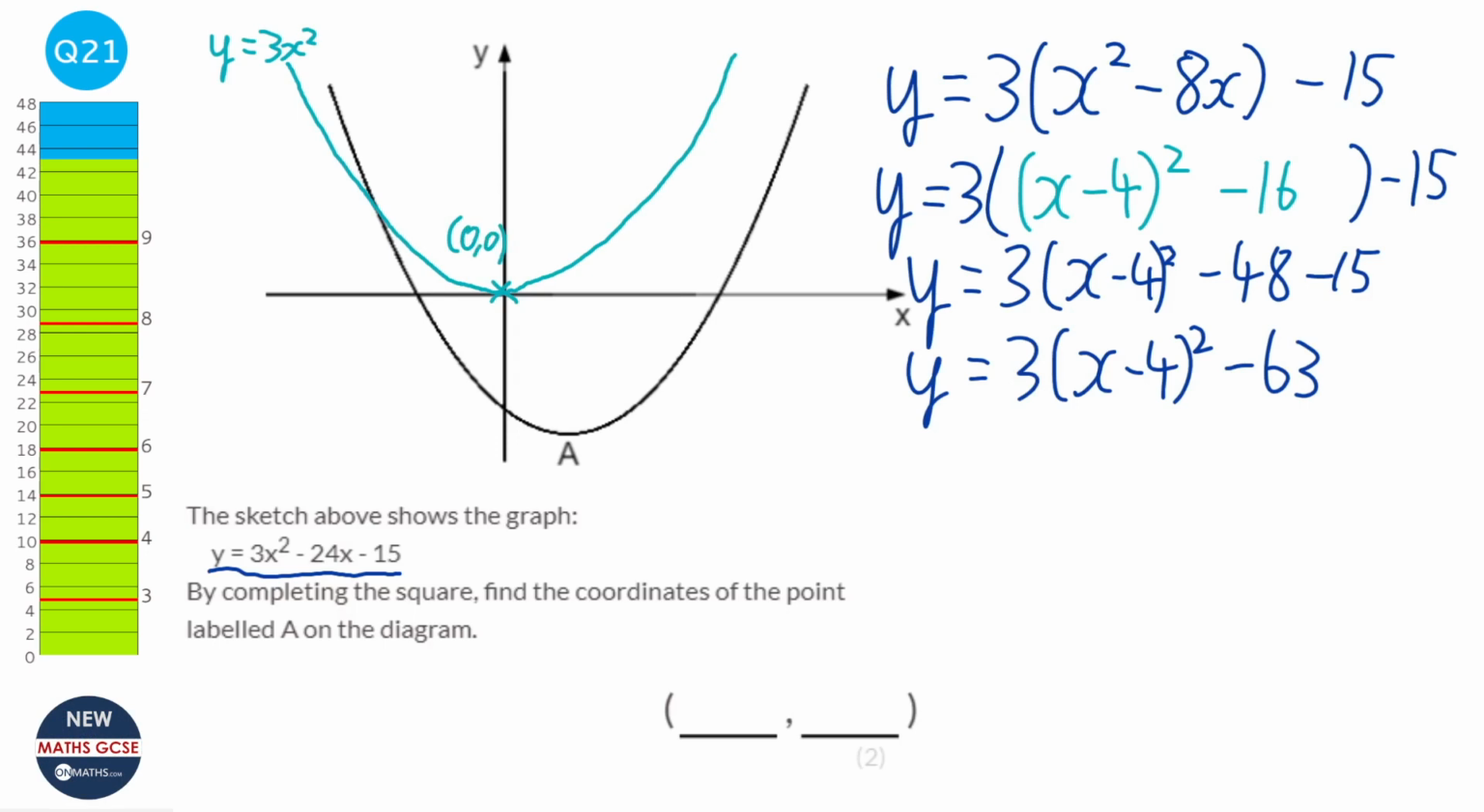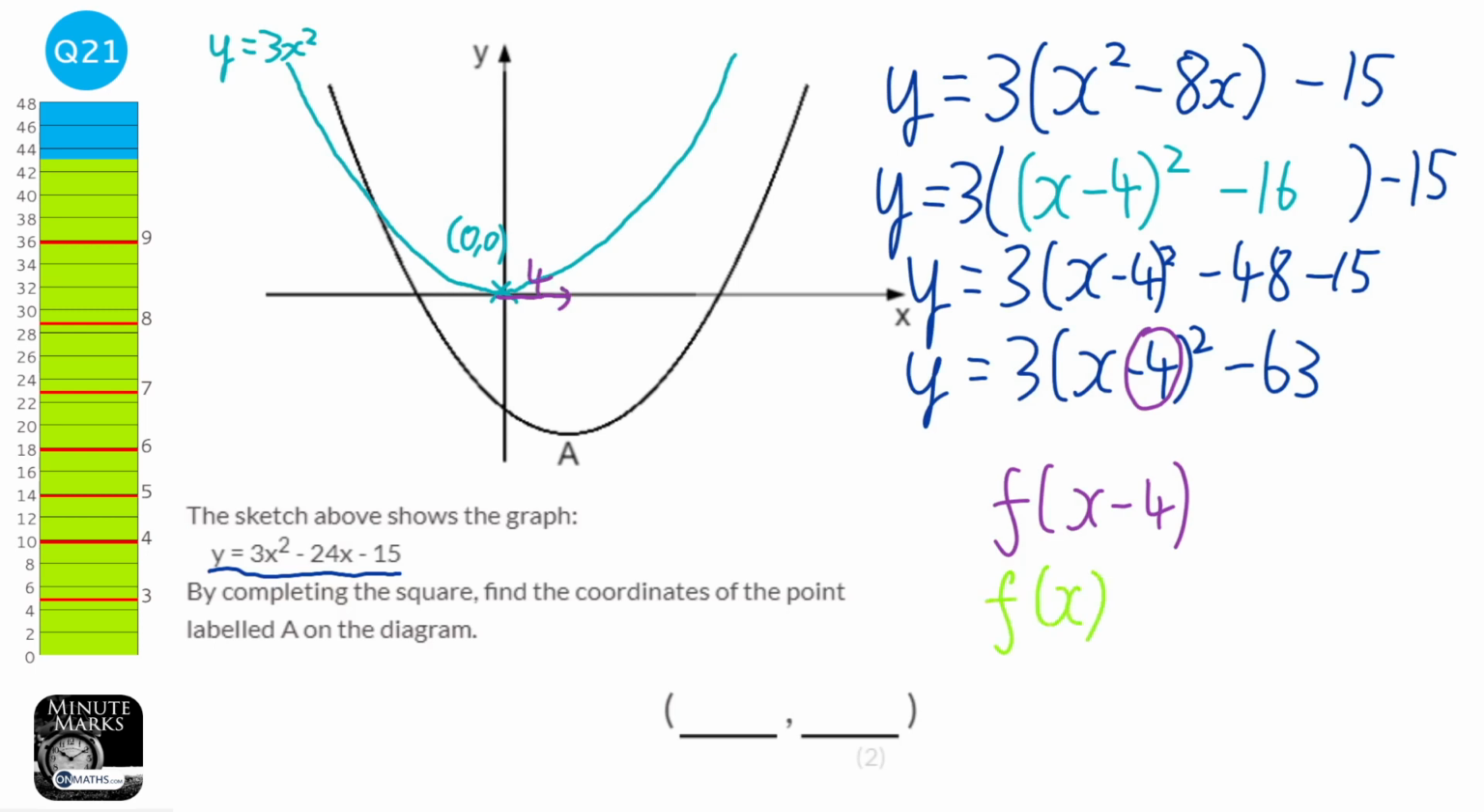Okay. Because we know that if we called that f of x, then the situation we've got here, well, it's going to be f of x minus 4, okay, because we've got the minus 4 there. So that means it will move to the right 4, okay, and we've got to worry about that minus 63 as well. And if we had f of x minus 63, we know it goes down 63.